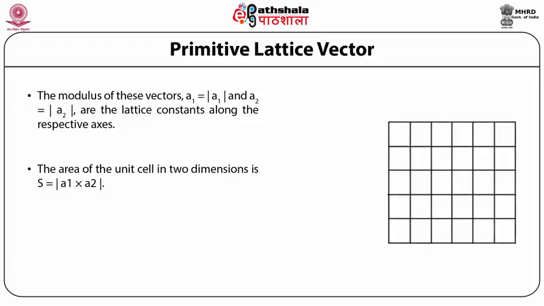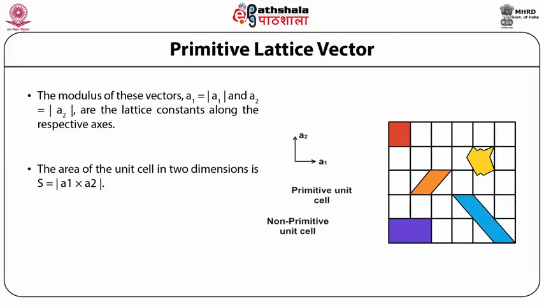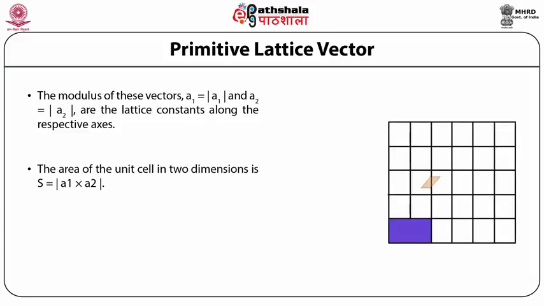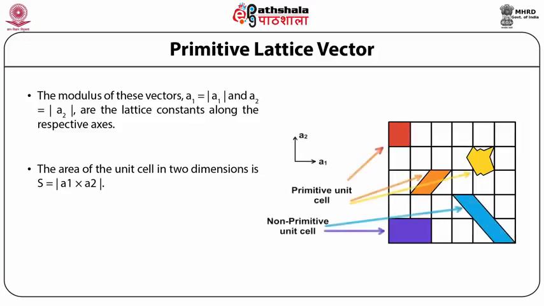So below that we have shown two other cells. On the bottom corner, this is a shaded cell which has a larger area, so that is not a primitive cell. And similarly, another oblique cell on the right side also shows that this is not the smallest area possible. We can have a smallest area possible.